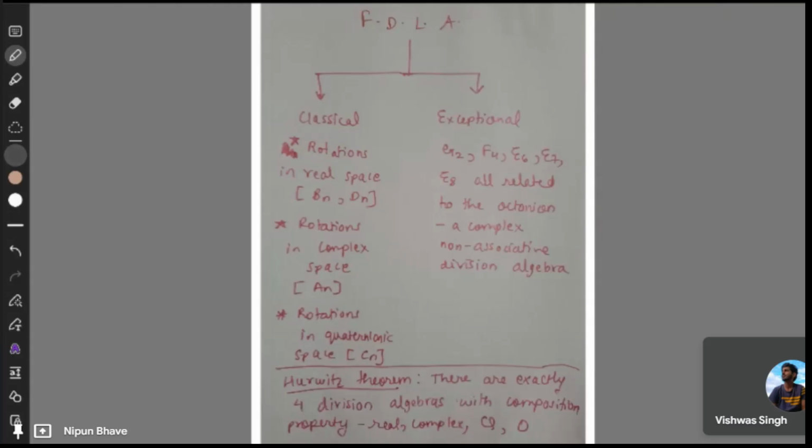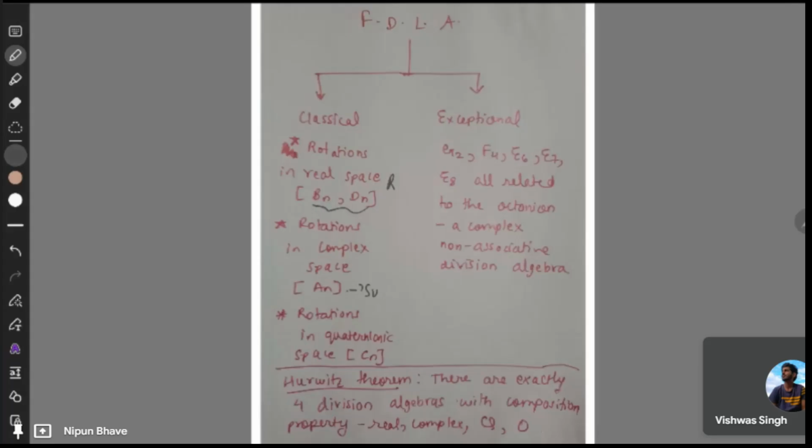So I'll divide this, FDLA means finite dimensional Lie algebras. We divide it into classical and exceptional. So classical means this A, B, C and D, N. All of these represent some kind of rotations, these classical Lie algebras. So for example, BN and DN series, which is the SO(2N+1) and SO(2N) series, these are just rotations in real space, infinitesimal rotations in real space. AN, which is SU(N+1), that is like a rotation in a complex space.